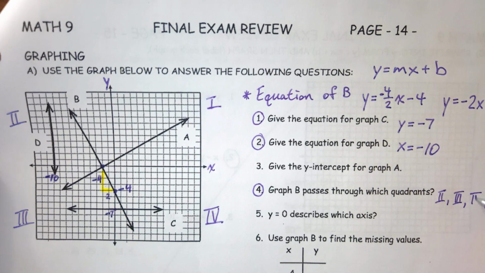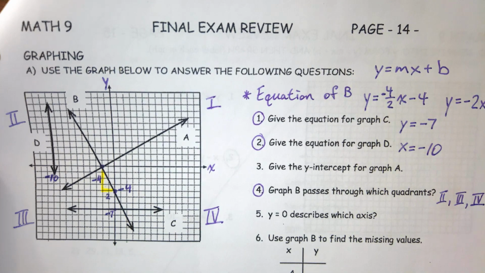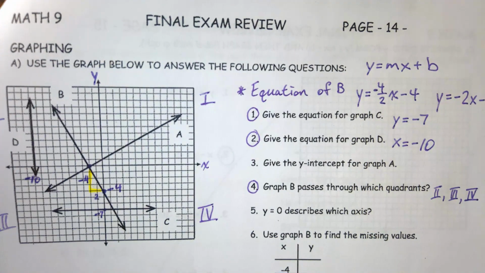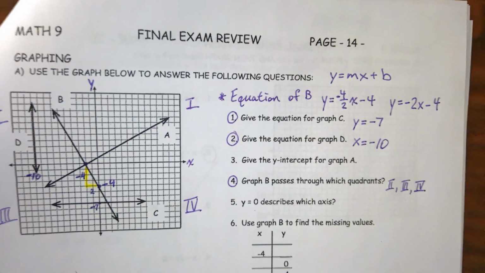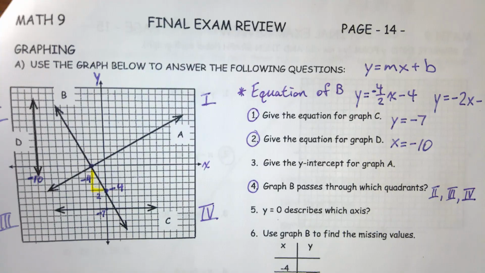So it goes through 2, 3, and 4. And why do we use Greek letters? I don't know. I didn't invent this. Some mathematician who died billions of years ago said so.